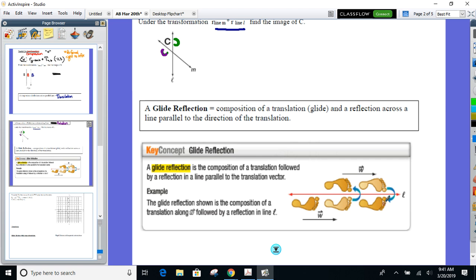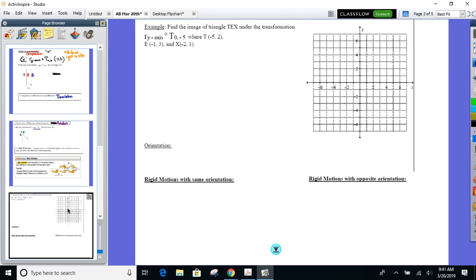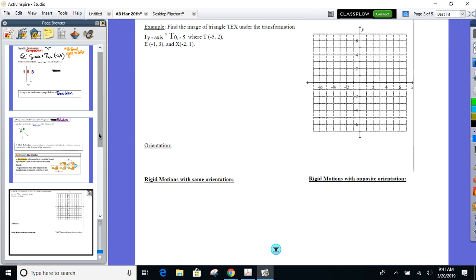Everyone all good there? All right, next up, let's actually do a composition on a graph. So I will give you a second right now to please graph triangle TEX, T-E-X, and then we'll talk.